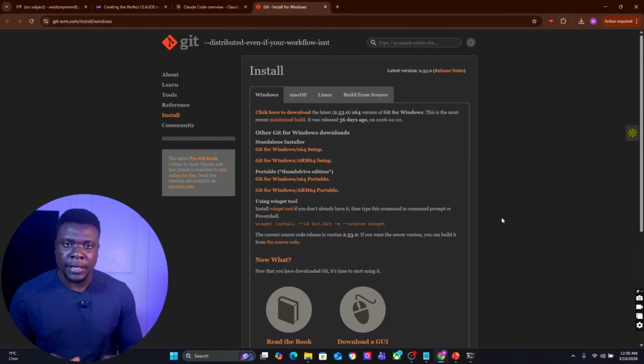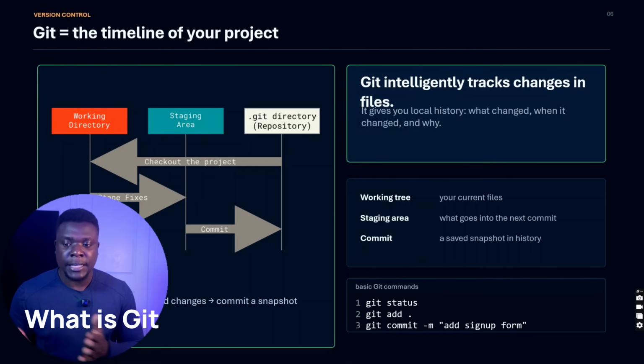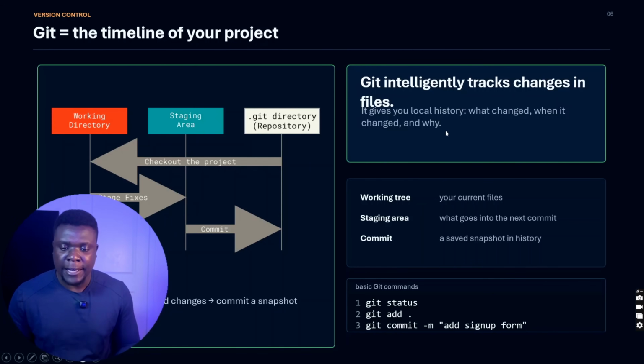So essentially, what's Git? Let's talk about Git. Git intelligently tracks changes in your files. That basically gives you a local history of what you changed, when it changed, and why. Claude Code works directly with Git. Any code you have, it can commit to Git. Git runs locally on your computer.